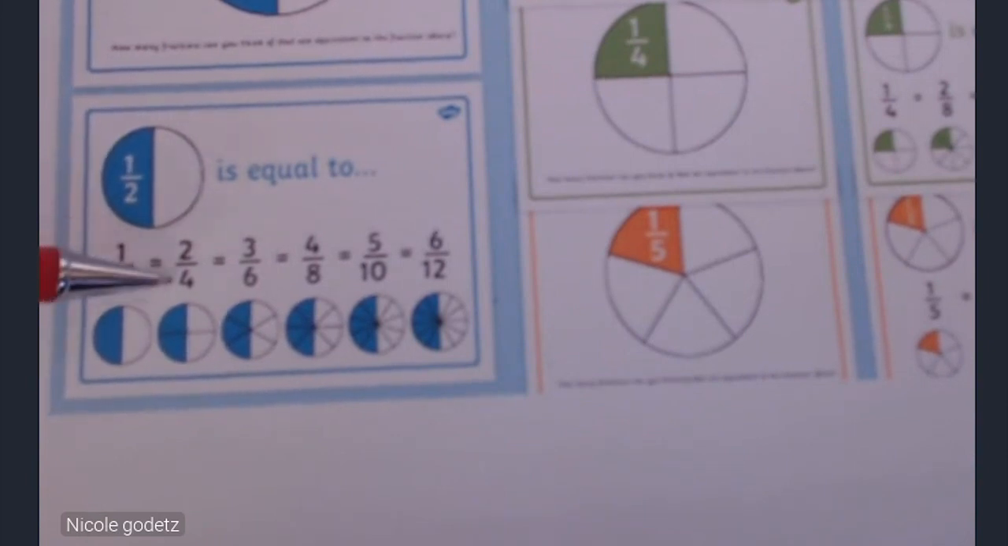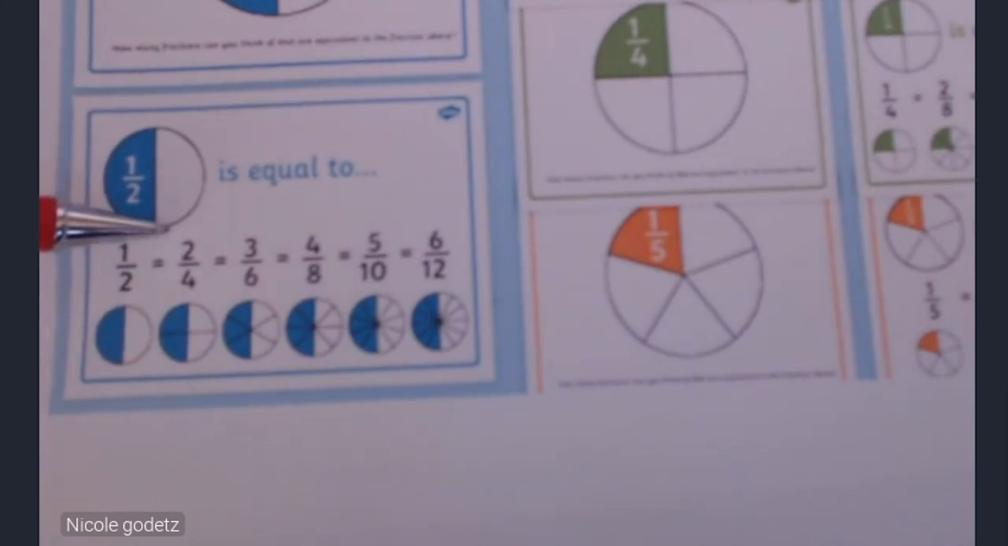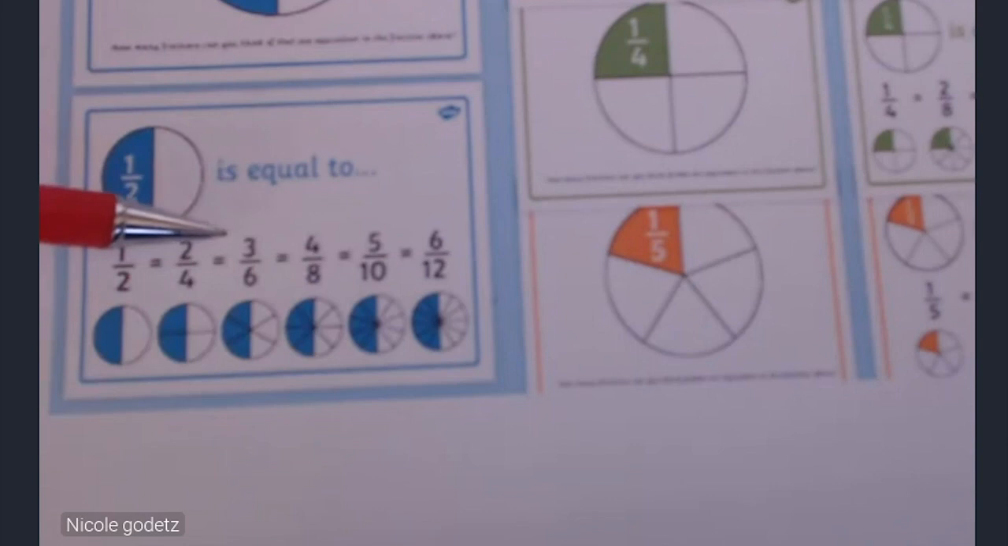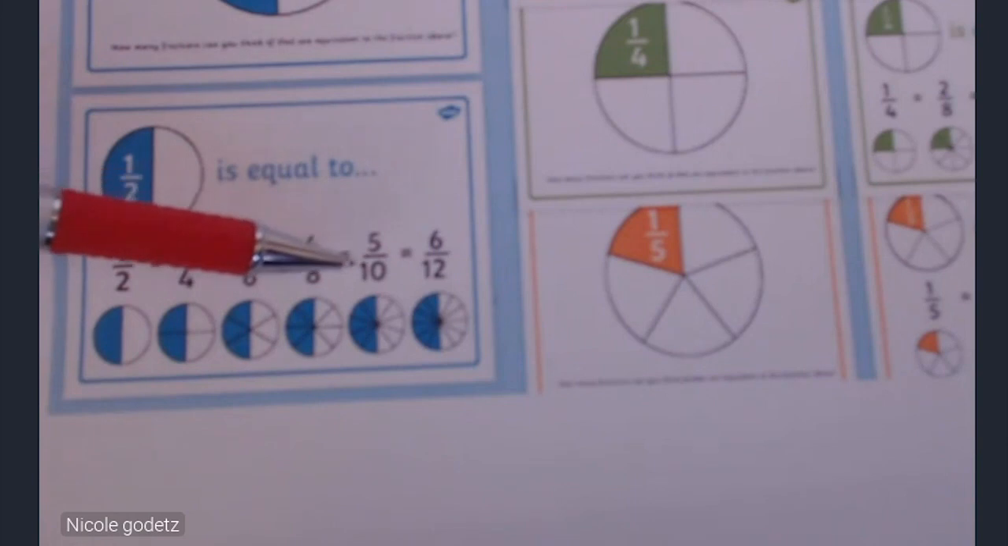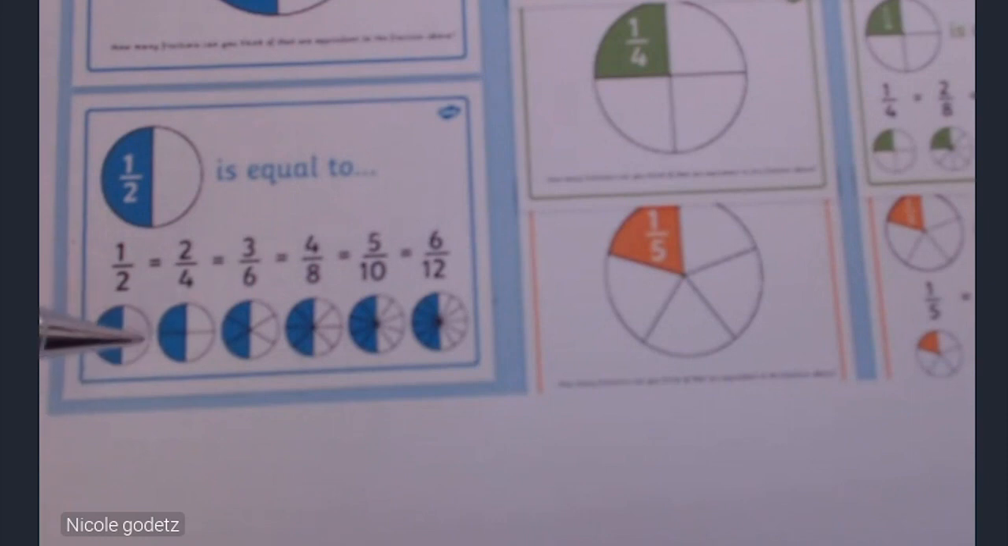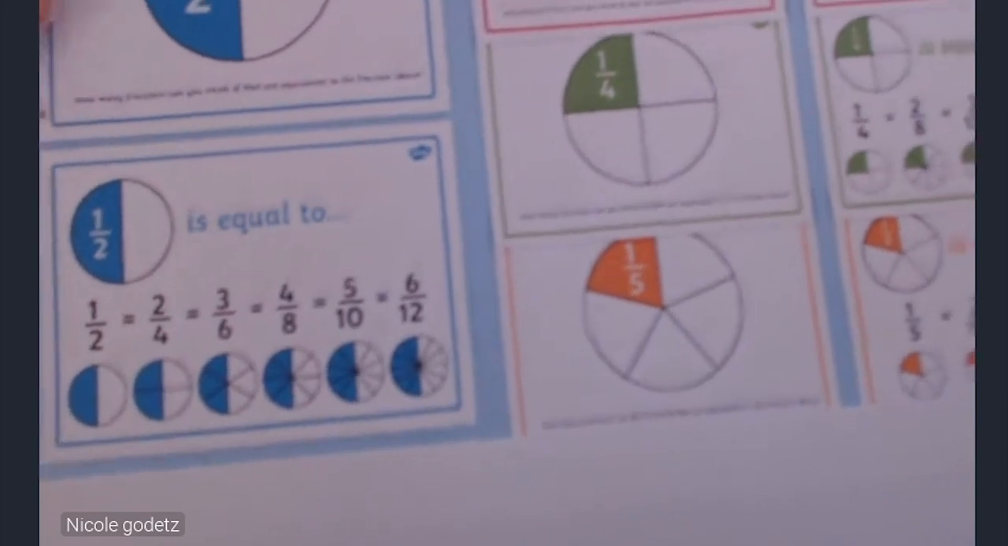1 into 2. Now we can split the bottom into more equal parts, and as long as we have half of those equal parts, it is equivalent to a half. As long as this top number is half the bottom number, it is equivalent to a half. 2 is a half of 4. 3 is a half of 6. 4 is a half of 8. 5 is a half of 10. 6 is a half of 12. So if we split something into equal pieces and we have half of those equal pieces, however many we've got, it is equivalent to a half.